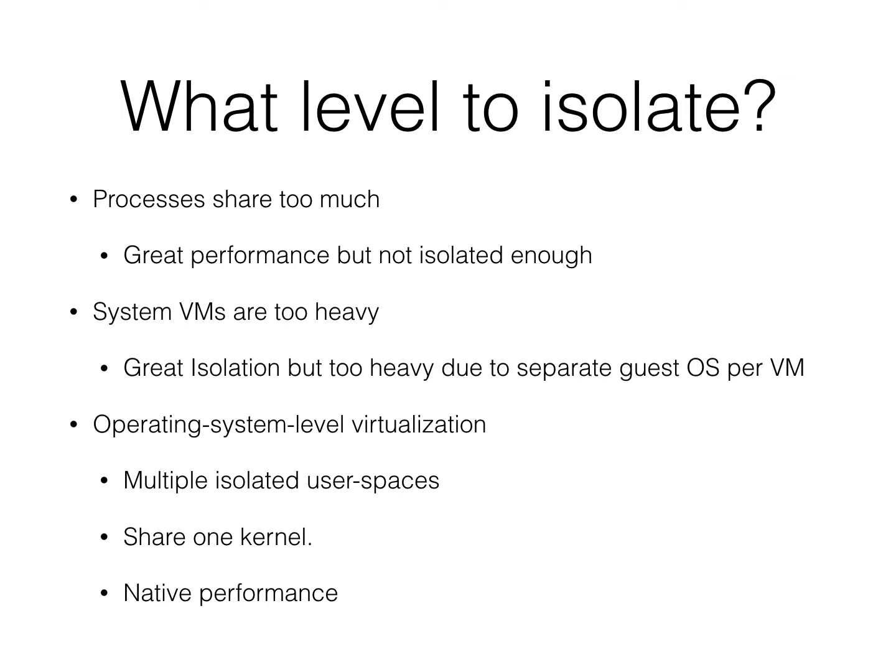So with operating system level virtualization, which we are considering here, we want to combine the benefits of both, sort of, right? We want the isolation of system VMs and the performance of regular processes. So how do we do that? The key idea is that you take a group of processes and bunch them together so they see a view of the world that includes that group and nothing else.